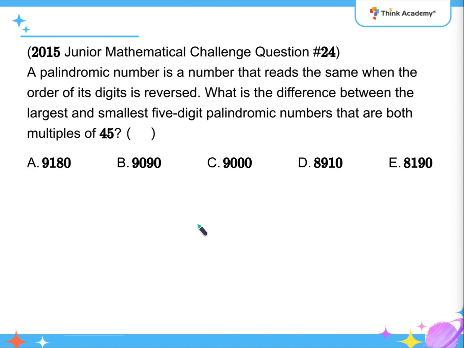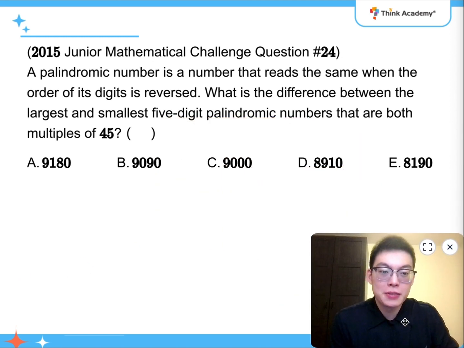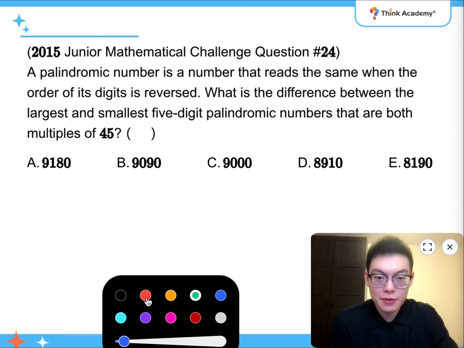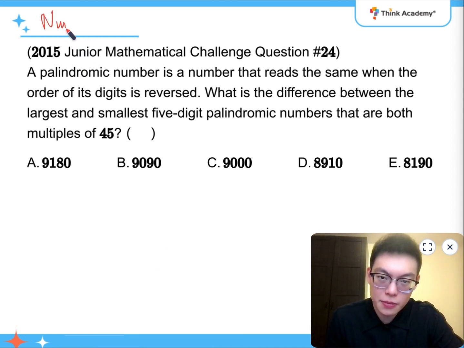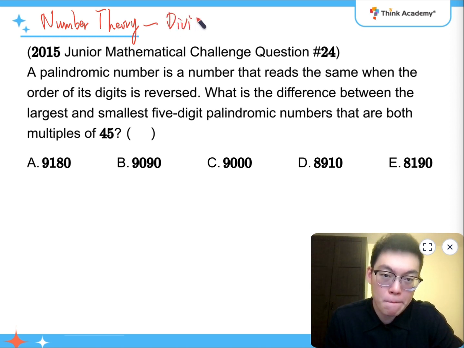And as for question 24, I can finally put my head onto the screen again. So this is a number theory question. And I would say that is on divisibility.